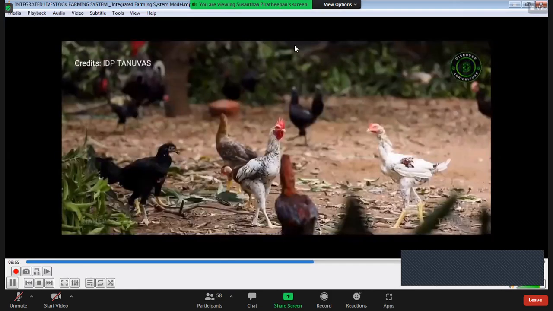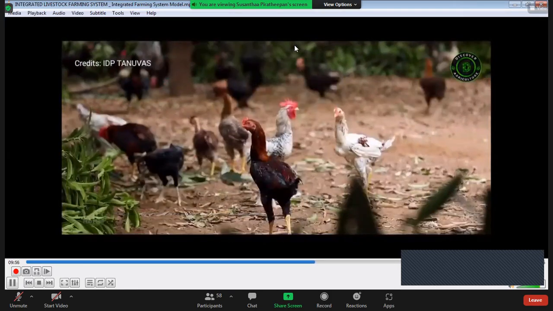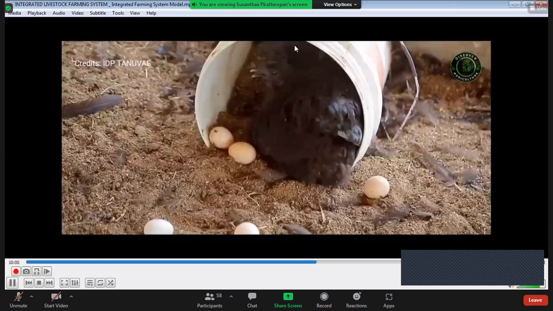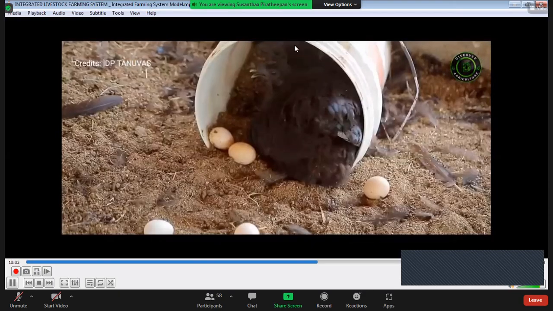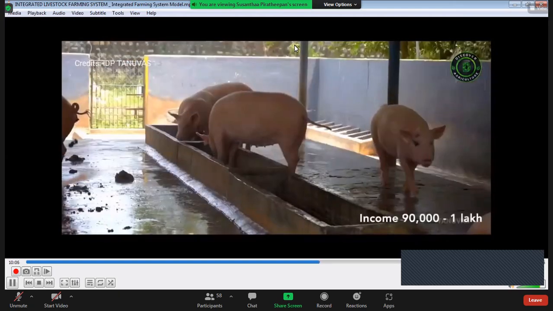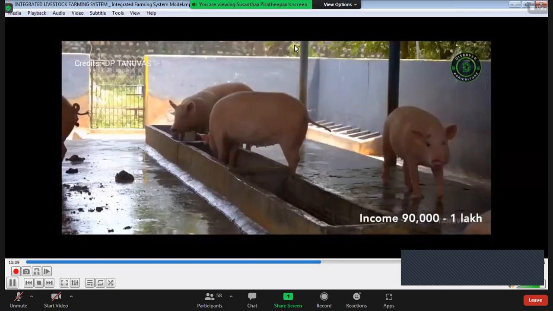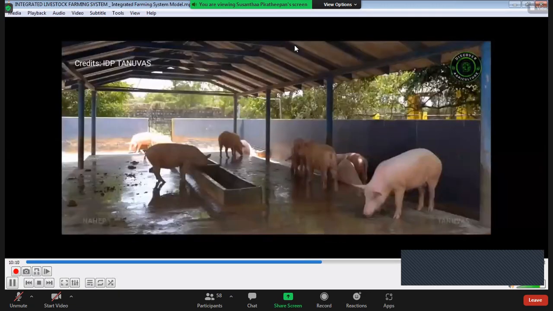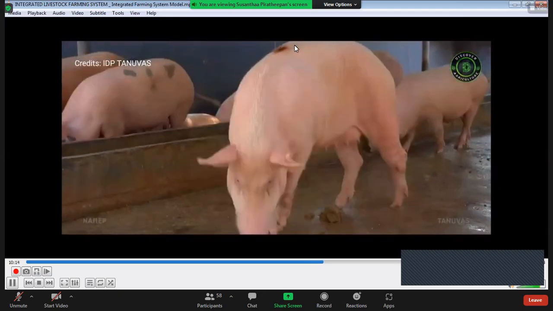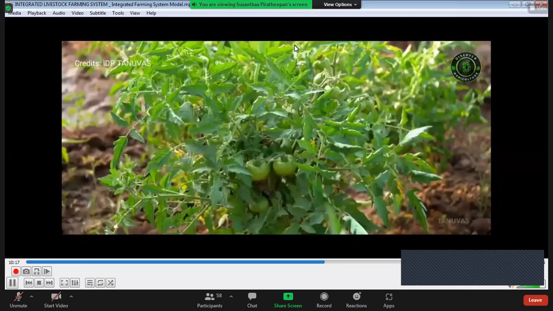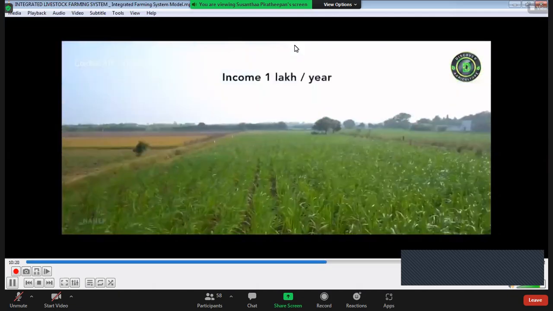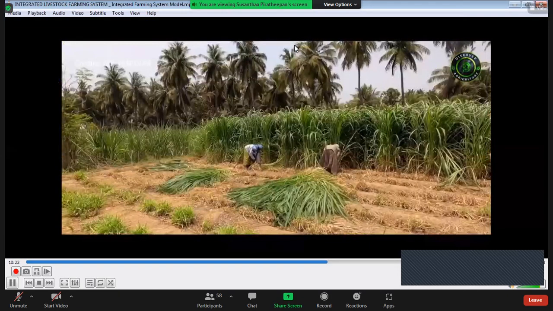A standard income of 1 lakh rupees may be obtained by sale of farm fresh eggs every year. Likewise, a minimum of rupees 90,000 to 1 lakh may be obtained by sale of 15 fattened pigs at 8 months of age. In the case of crop and vegetable cultivation, a sum of 1 lakh rupees may be obtained from crop and vegetable harvest per year.